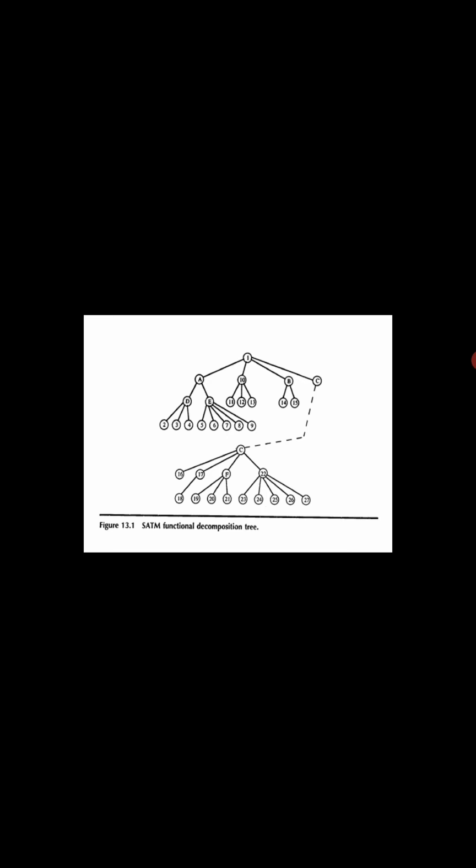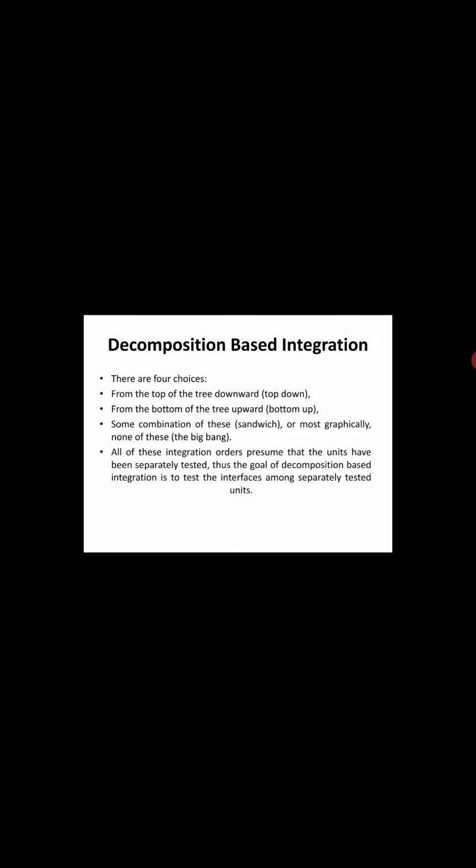Whatever we encounter, this is the functional decomposition of that unit. One is divided into A, B, C and so on. Again C is decomposed into different units. This is a functional decomposition graph.